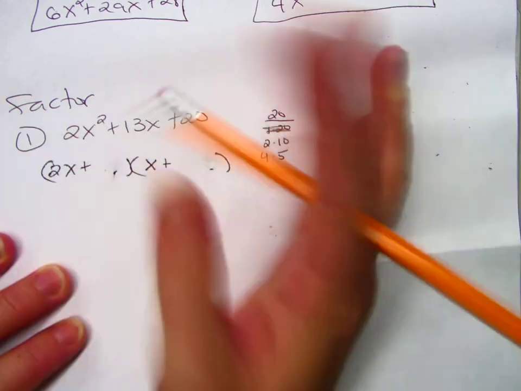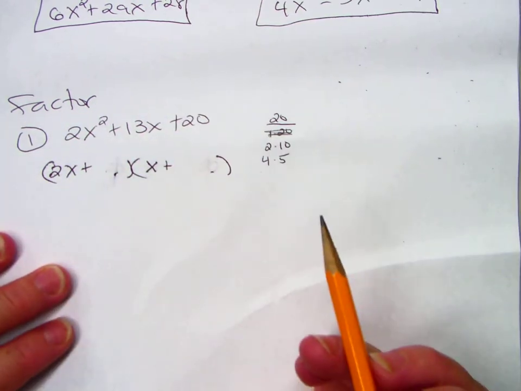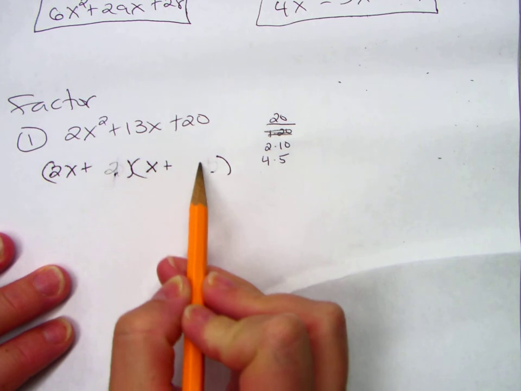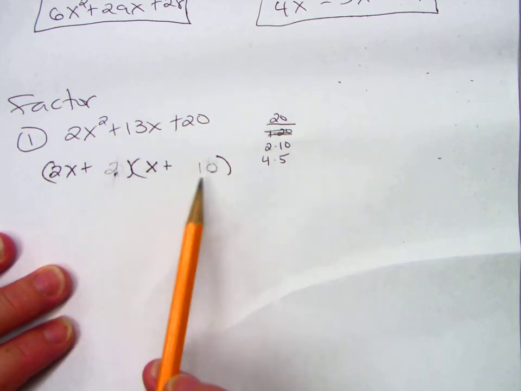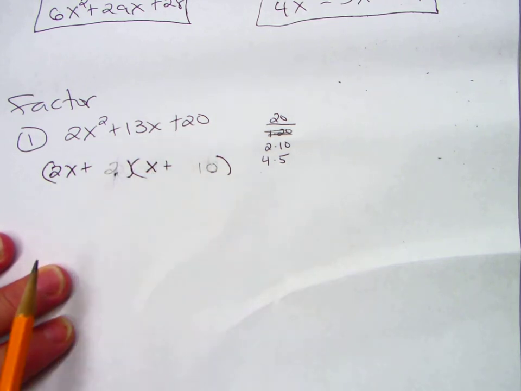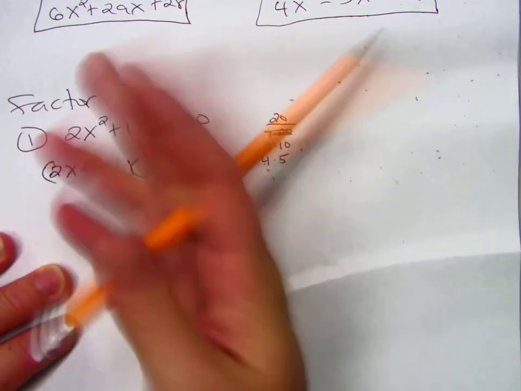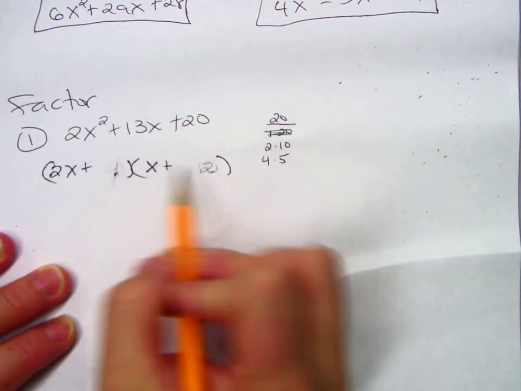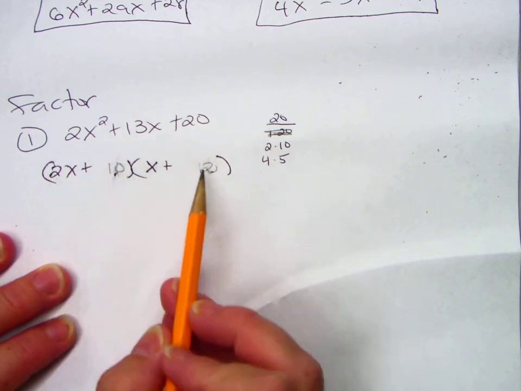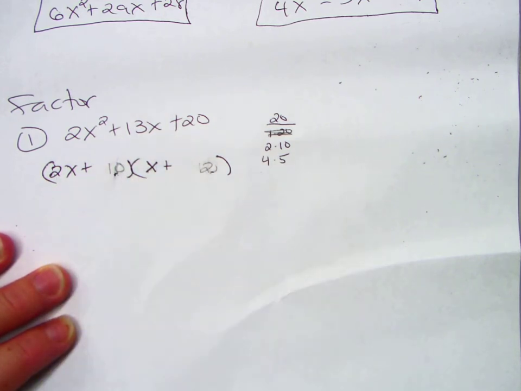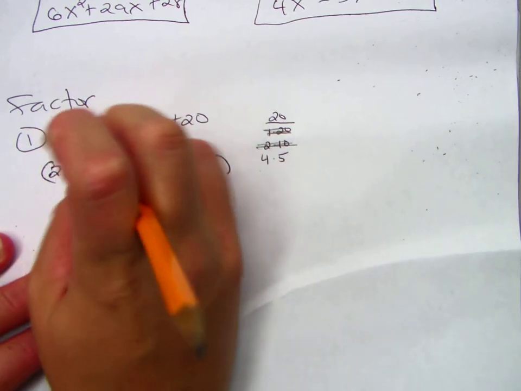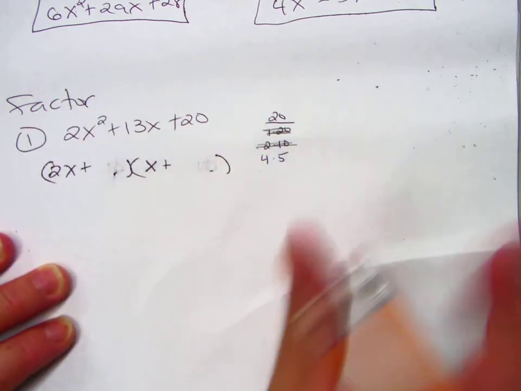So then I have to think about, can I do 2 and 10? If I put a 2 here and a 10 here, 2 times 10 is 20, 22. Nope. How about 2 here and a 10 here? That's 4 and 10, that's 14. Close, but still no. So it's got to be 4 and 5, but where does the 4 go? Where does the 5 go?